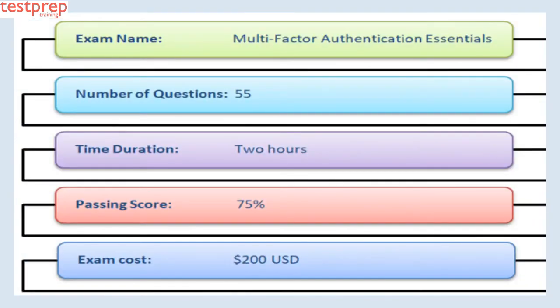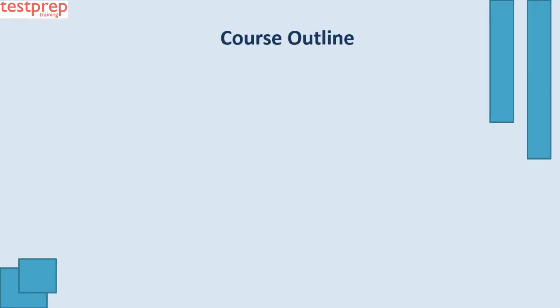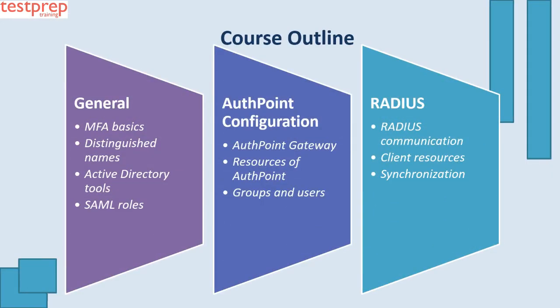Exam overview. 1. Exam name is Multi-Factor Authentication Essentials exam. 2. Number of questions is 55. 3. Time duration is 2 hours. 4. Passing score is 75%. 5. Exam cost is $200. Now, course outline. Topic 1, General.